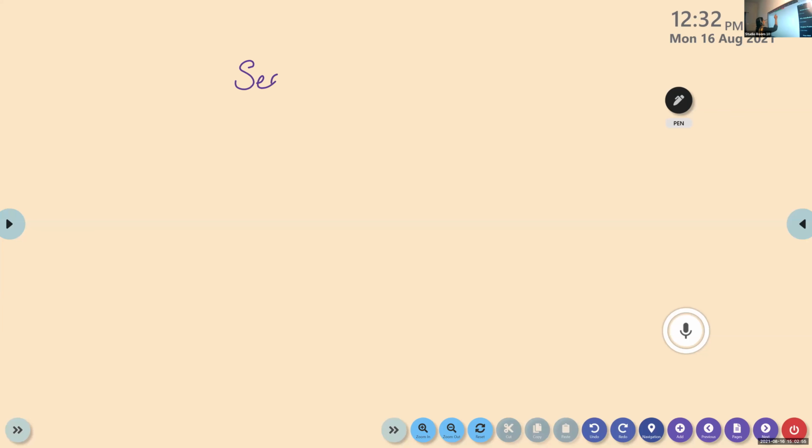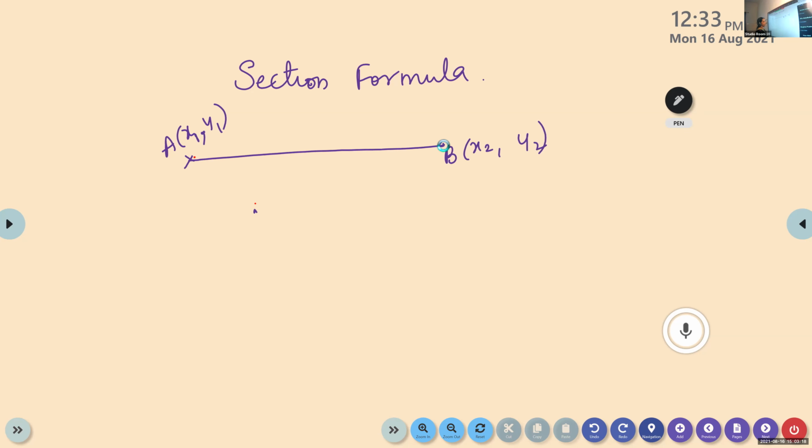Okay, here in section formula, listen, suppose we are given 2 points. A is the point x1, y1, and B is another point x2, y2. AB is a line segment. Suppose P is a point which divides the line segment AB.